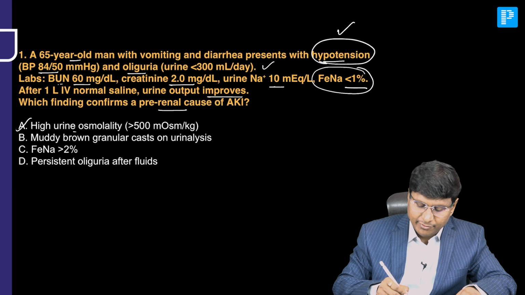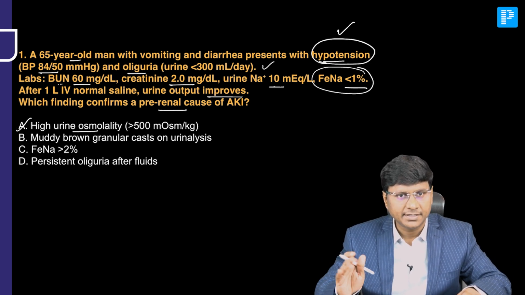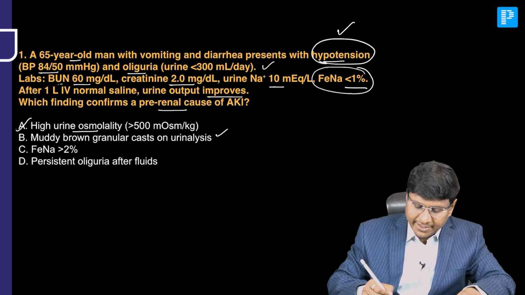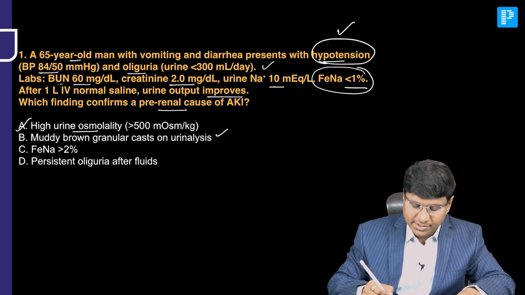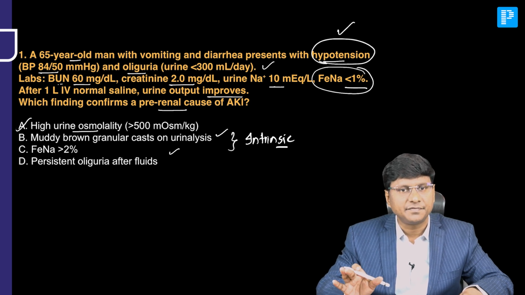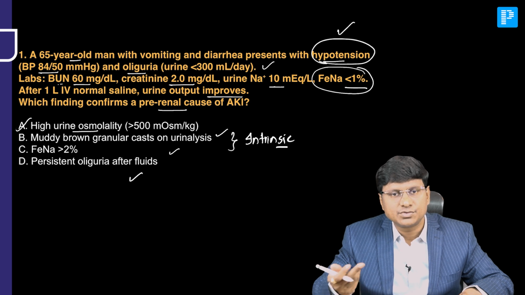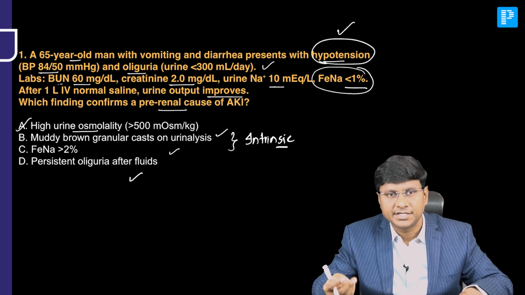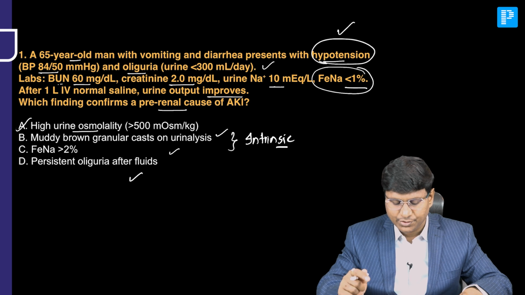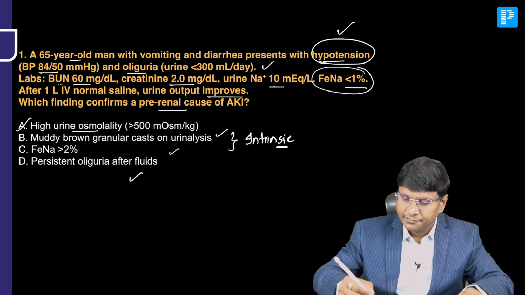It will be reduced and there will be high urine osmolality in patients with prerenal type of acute kidney injury, right? Whereas the presence of muddy brown granular casts on the urine analysis as well as FeNa more than 2% is suggestive of intrinsic type of acute kidney injury. And persistent oliguria after fluids is also suggestive of intrinsic acute kidney injury, whereas in case of prerenal, once you give IV fluids, the oliguria improves. So that is your first question, right?